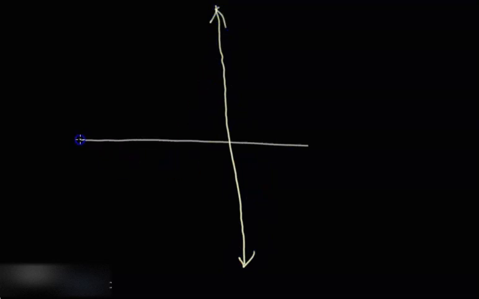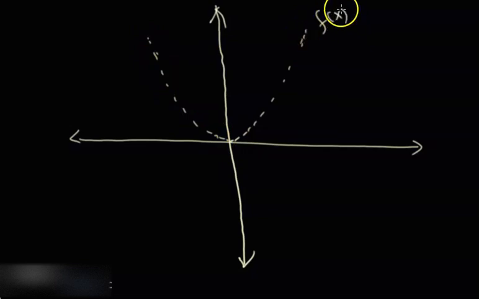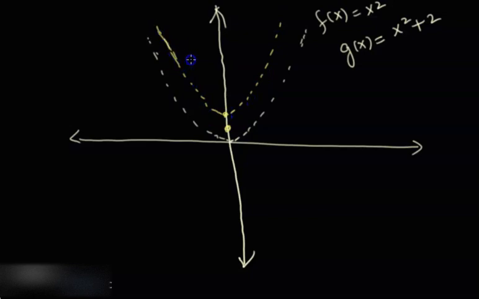I'll be plotting my parent function with dotted lines. Consider this graph, f of x equal to x squared. This is the parent function. Now I'll be plotting one by one. Then I had the function g of x equal to x squared plus 2. So I just need to move 2 units up, 1, 2. So this is going to be here. This is 2 units up.